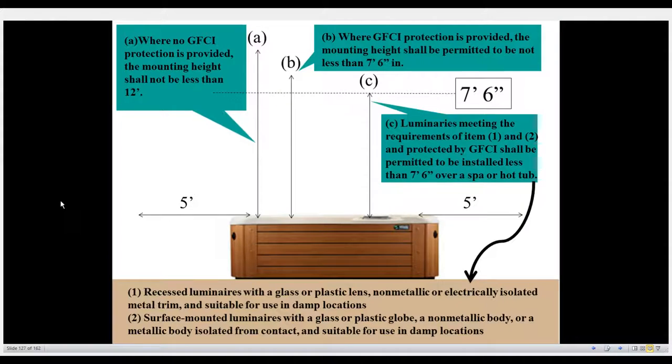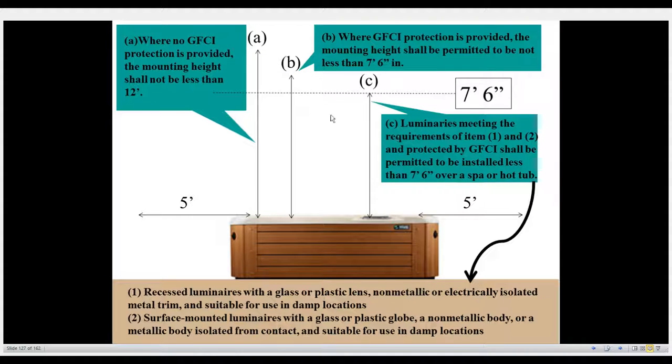So let's look at how this applies. All right, so I've got no GFCI protection. Then the ceiling fan or the luminaire or lighting outlet has got to be 12 feet above. Okay, so then if I've got GFCI protection, it can be the ceiling fan or the luminaire or whatnot, and it can go as long as it's above 7'6". Now, if I've got a luminaire, then I can go below 7'6", provided I meet 1 or 2. So it's either a recessed luminaire or a surface-mounted luminaire, and it has a glass or plastic globe, non-metallic, both have that. And as long as I meet the requirements here and they're both damp location rated, then I can be less than 7'6".